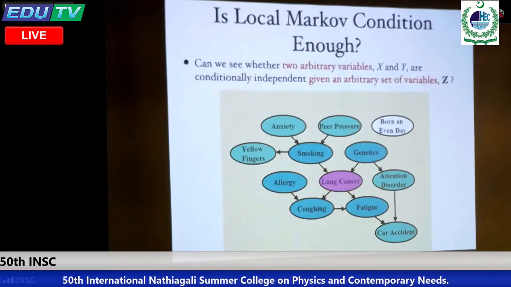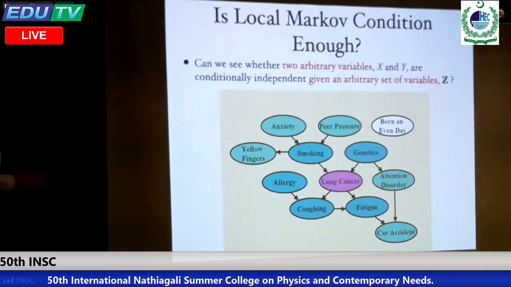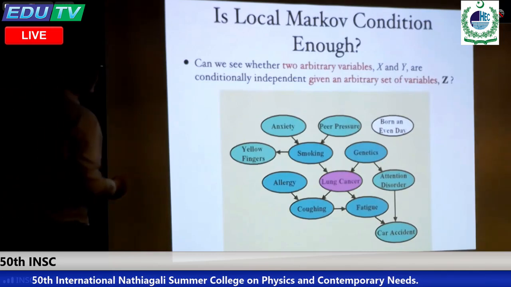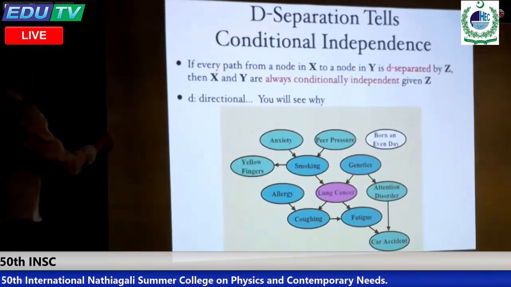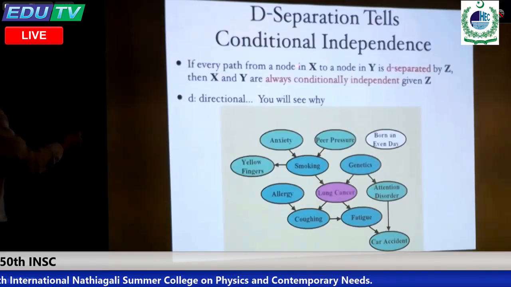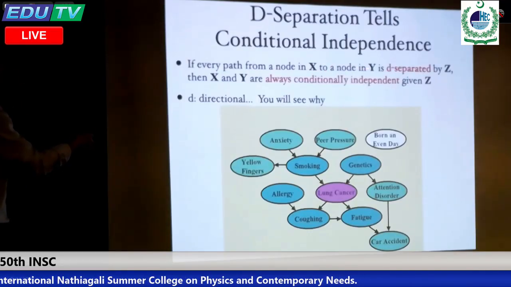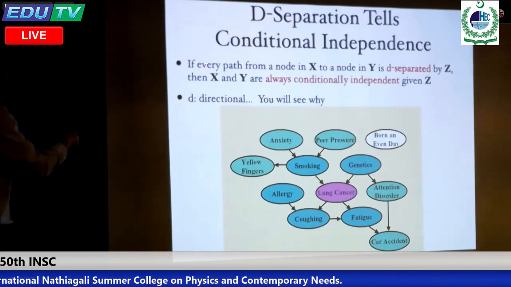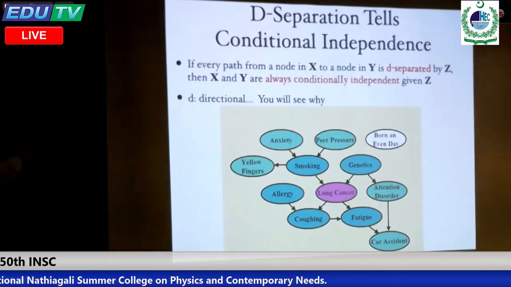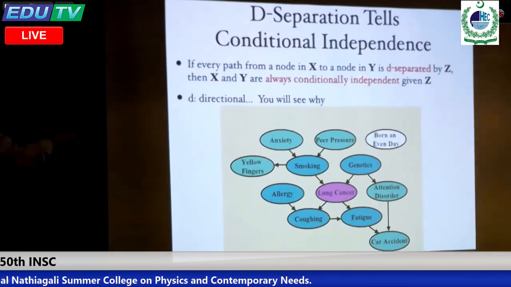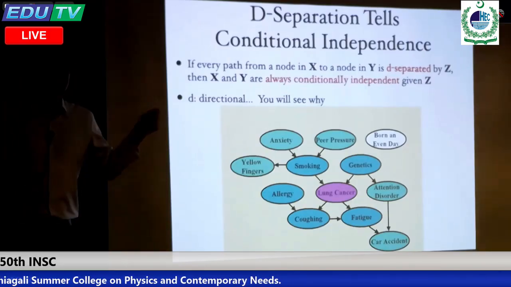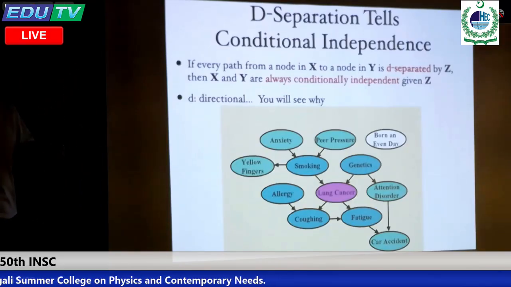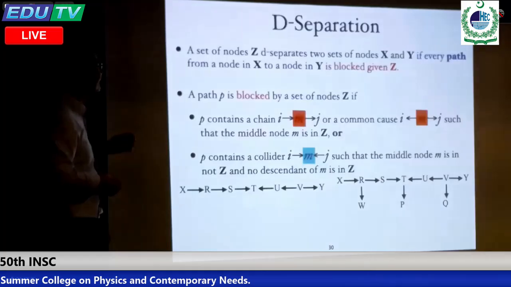So here we have to introduce the concept of d-separation, proposed by Judea Pearl. If every path from node X to node Y is d-separated by Z, then X and Y are always conditionally independent. D stands for direction, because when we try to determine whether they are d-separated, we care about the direction of the edges. Now let's see the definition.